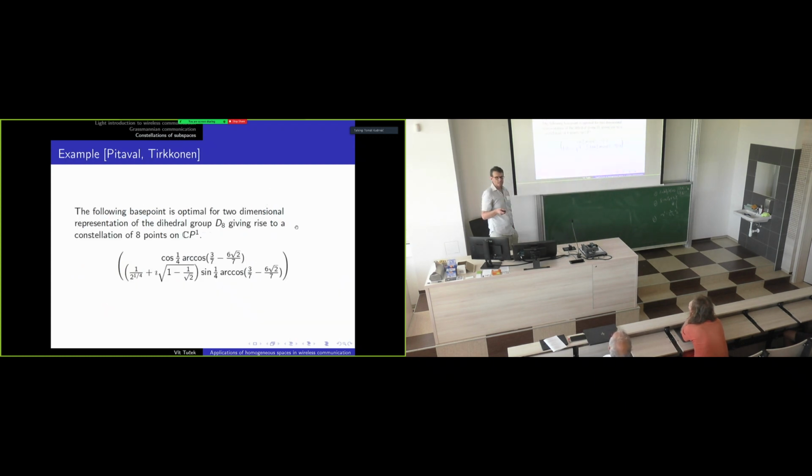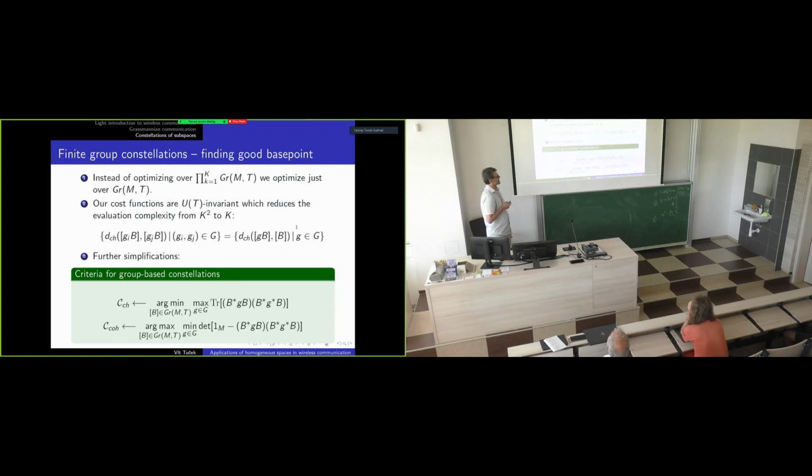You start with some small examples, and you see that you can actually solve them analytically, and you see some square roots and so on. So you think, okay, maybe there is some idea how to do it, but then you go to the dihedral group D8, and the optimal base point is this guy. So, okay, you lose all hope, and you start optimizing numerically again.